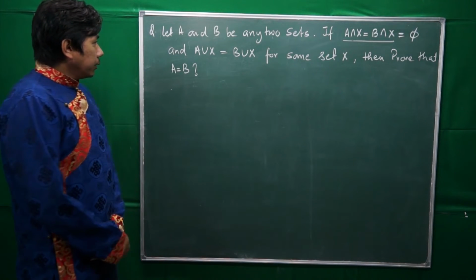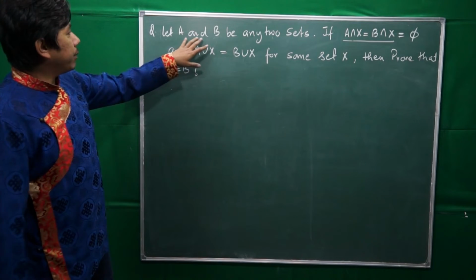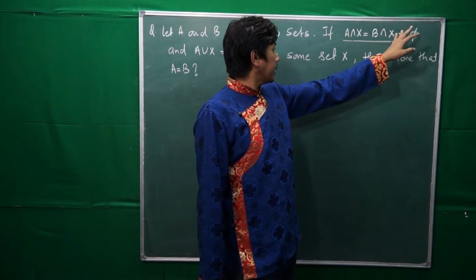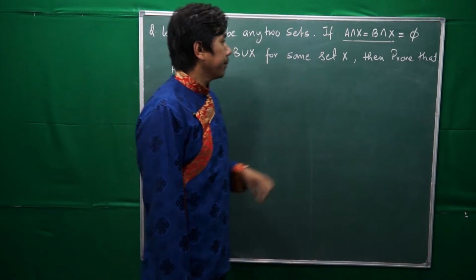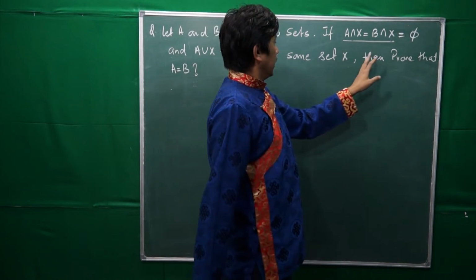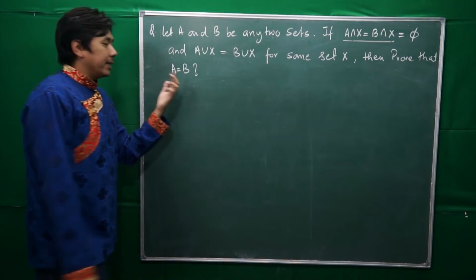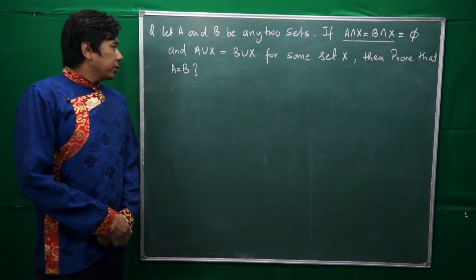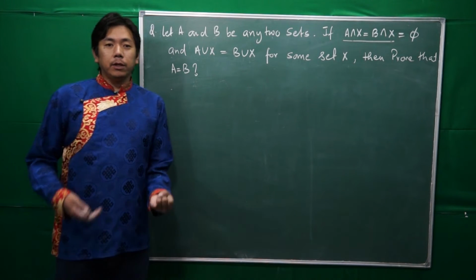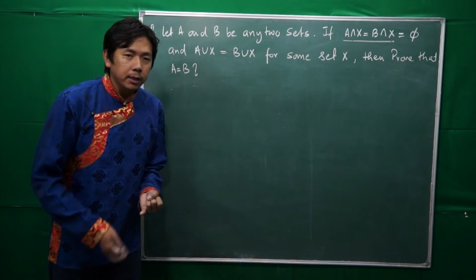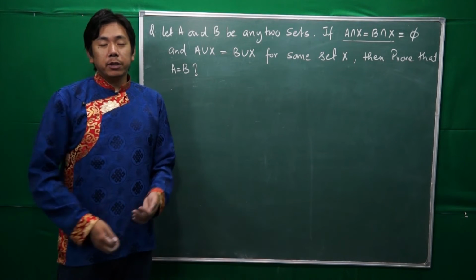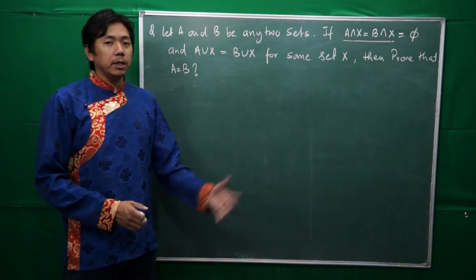So the question goes like, let A and B be any two sets, and if A intersection X equals B intersection X is equal to a null set phi, and A union X equals B union X for some set X, then you have to prove that set A is equal to set B. Okay, so in this question we are going to use certain properties like we just studied about: idempotent, identity, and then associative, commutative, and distributive as well. So these properties are going to be used in this question.